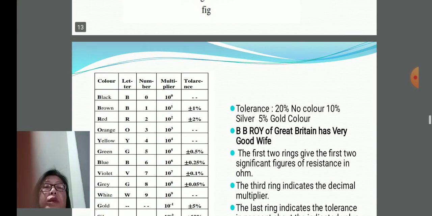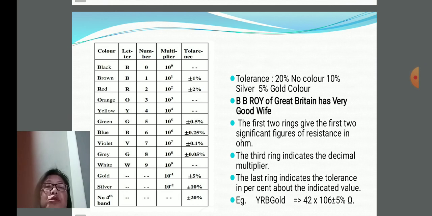So what is the value indicated by red? Red is 2. Therefore, for Y it is 4, next is red, so that means you have to write 2 for red, therefore you get 4, 2.